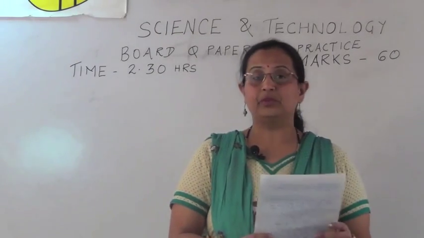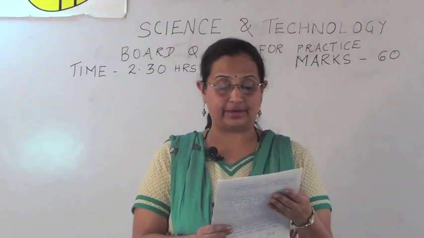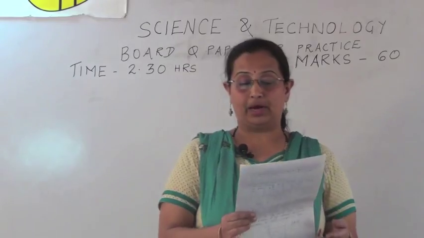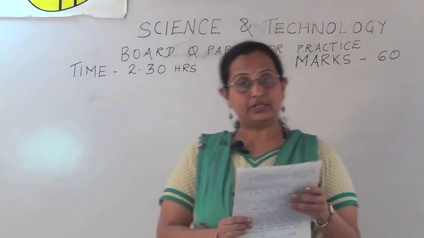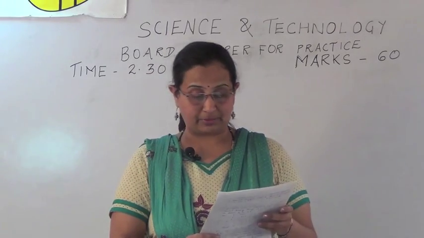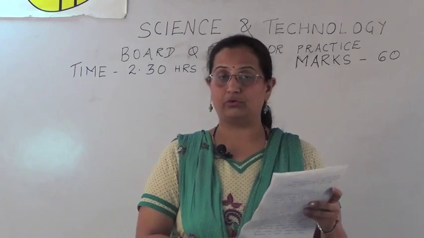The next question, again, which carries 3 marks. Write the rules used for drawing ray diagrams for the formation of an image by a concave mirror. The correct answer, if the incident ray of light is parallel to the principal axis, then the reflected ray will pass through the focus of a concave mirror.